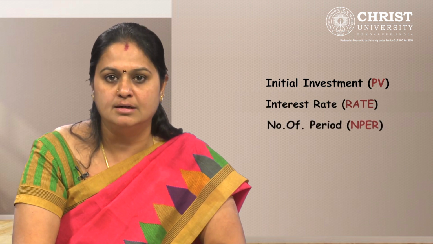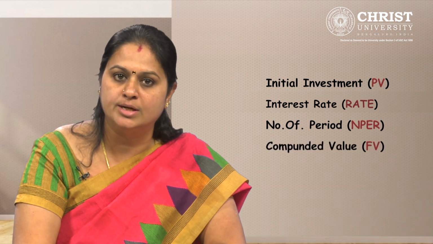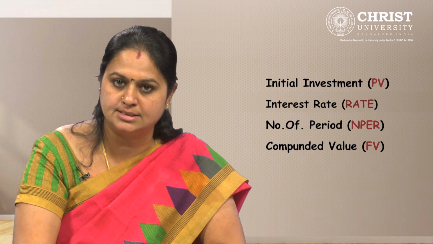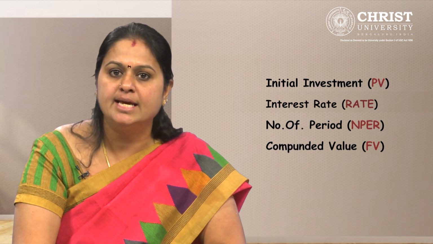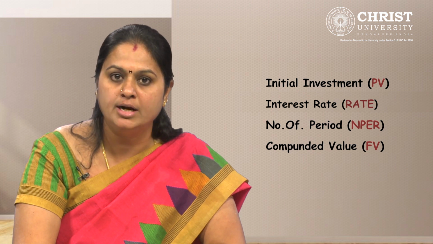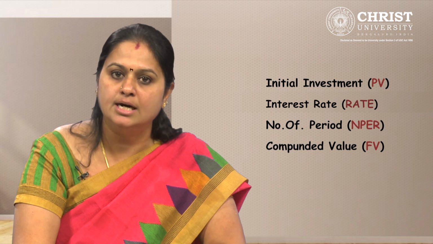Now, we will understand how to use Excel to compute the same. Before that, let us understand the terminologies used in Excel for all the variables we have learnt here. The present value is coded as PV. Interest rate is called rate. The number of period is called NPER. The compounded value or future value is FV. If you input all these variables at the right position in the syntax, you will get the results. Taking the example that we just saw, we are trying to find out the future value or FV in this case given all the other variables.